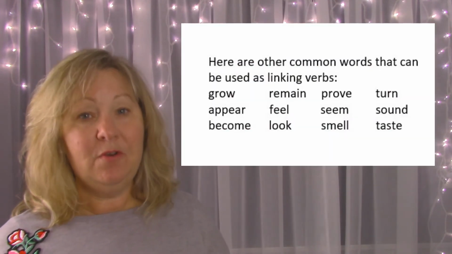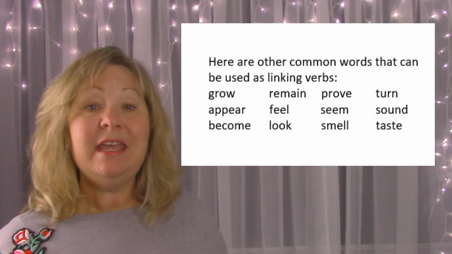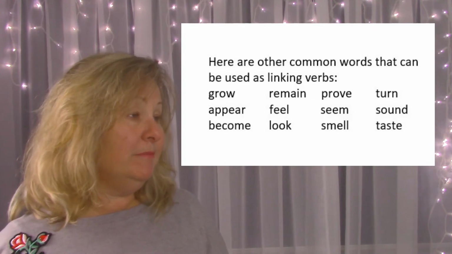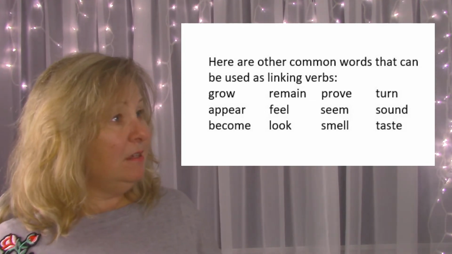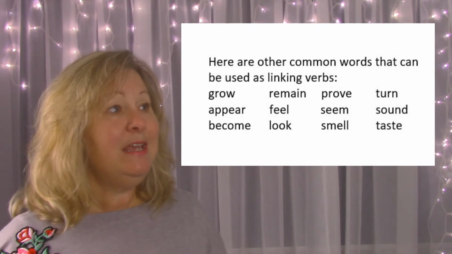Now, there are other common words that can be used as linking verbs, but they can also be used as action verbs. I'm going to teach you how to tell the difference, though. First of all, here are the most common verbs that are not to be verbs that can be used as linking verbs. Grow, appear, become, remain, feel, look, prove, seem, smell, turn, sound, and taste.